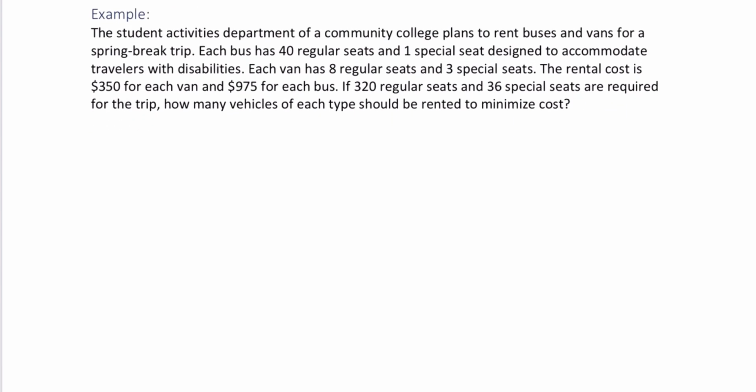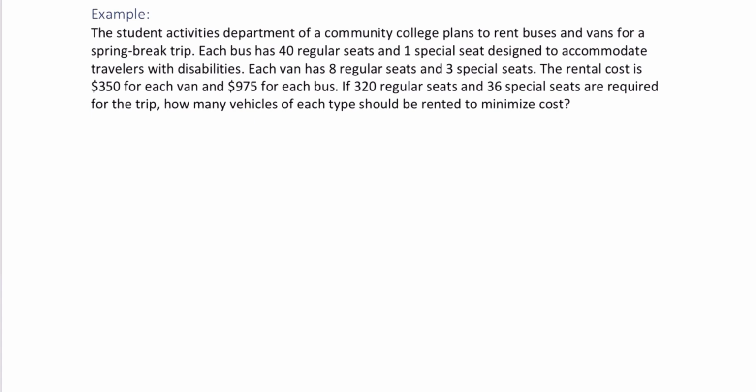The Student Activities Department of a community college plans to rent buses and vans for a spring break trip. Each bus has 40 regular seats and 1 special seat, designed to accommodate travelers with disabilities. Each van has 8 regular seats and 3 special seats. The rental cost is $350 for each van and $975 for each bus. If 320 regular seats and 36 special seats are required for the trip, how many vehicles of each type should be rented to minimize cost?